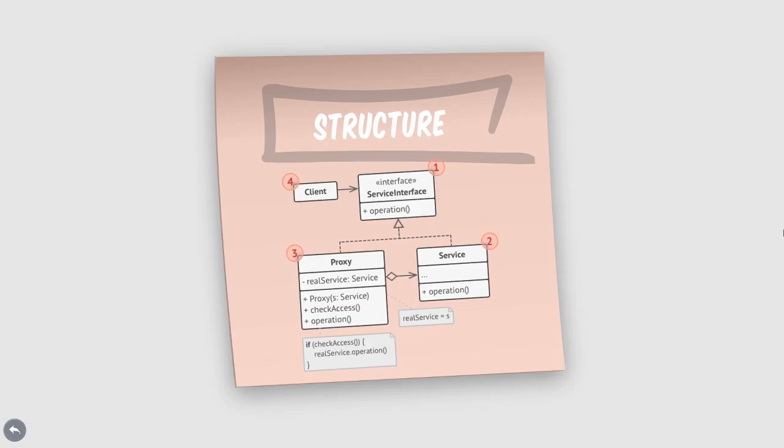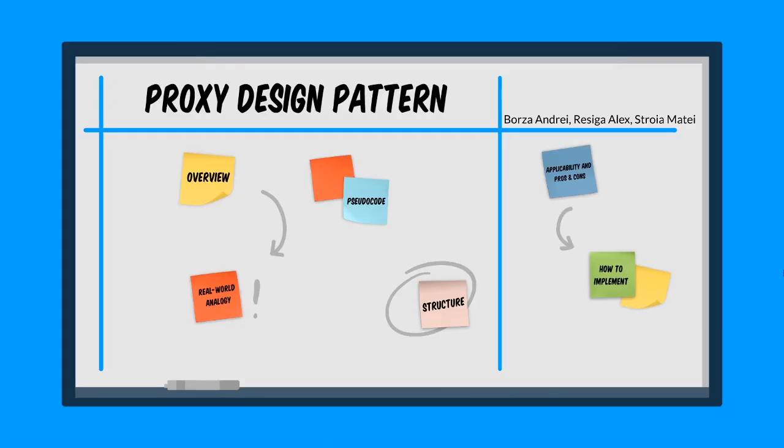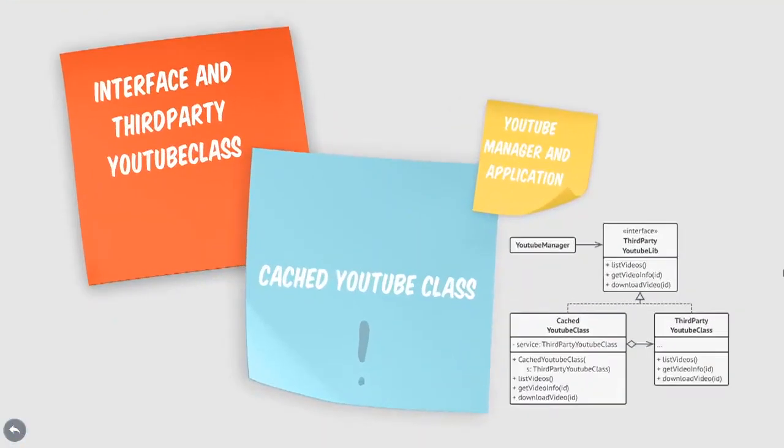Usually, proxies manage the full lifecycle of their service objects. And lastly, the client should work with both services and proxies via the same interface. This way, you can pass a proxy into any object that expects a service object. And now, let's see how we can implement the previously discussed structure with some pseudocode.